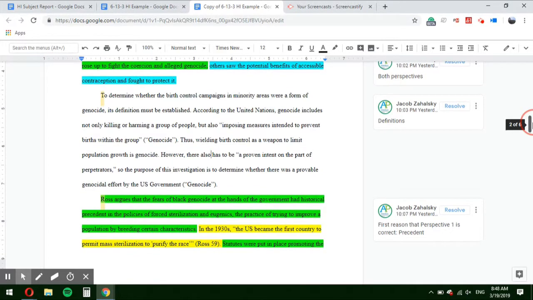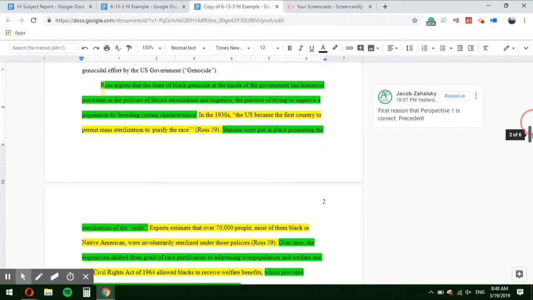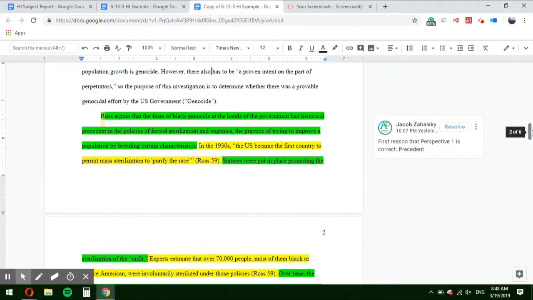Then we get into the first body paragraph, and the student does a really good job of first having an assertion that is basically the first reason for perspective 1. Each assertion should be a reason why one of your perspectives is correct. So this sentence, "Ross argues that the fears of Black genocide at the hands of the government had historical precedent in the policies of forced sterilization and eugenics," is the first reason why the student argues perspective 1 is correct, which is that there's historical precedent.